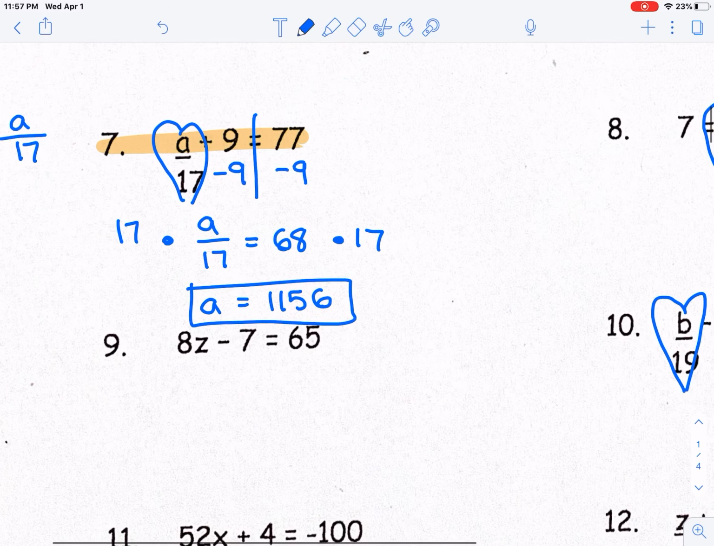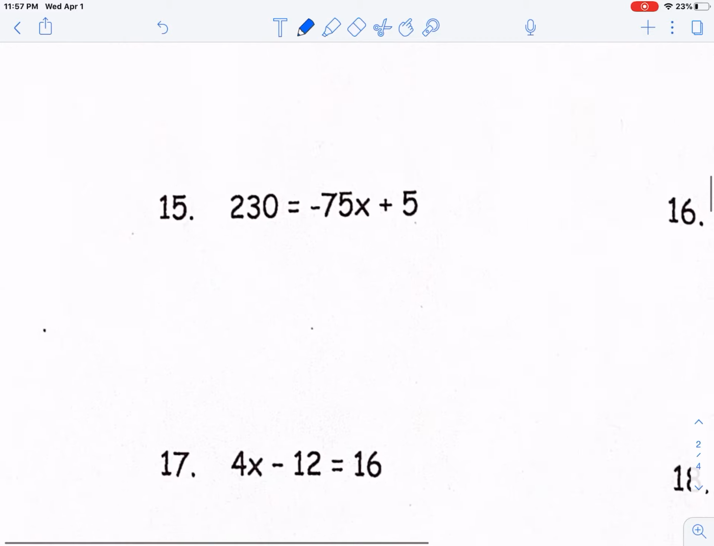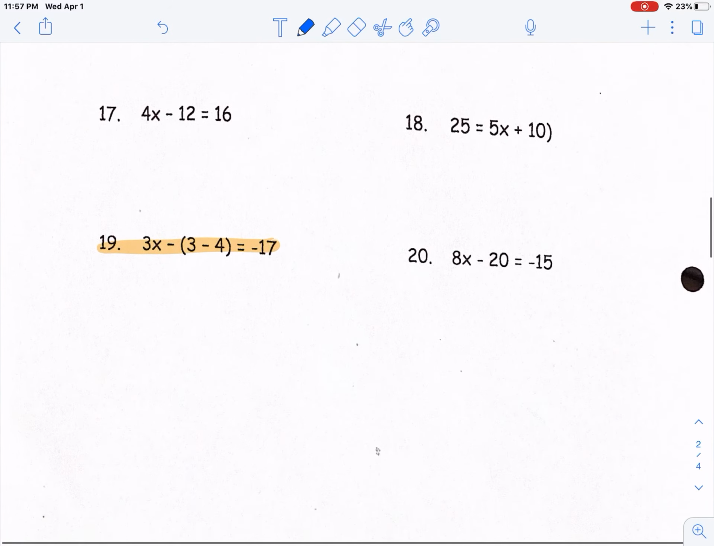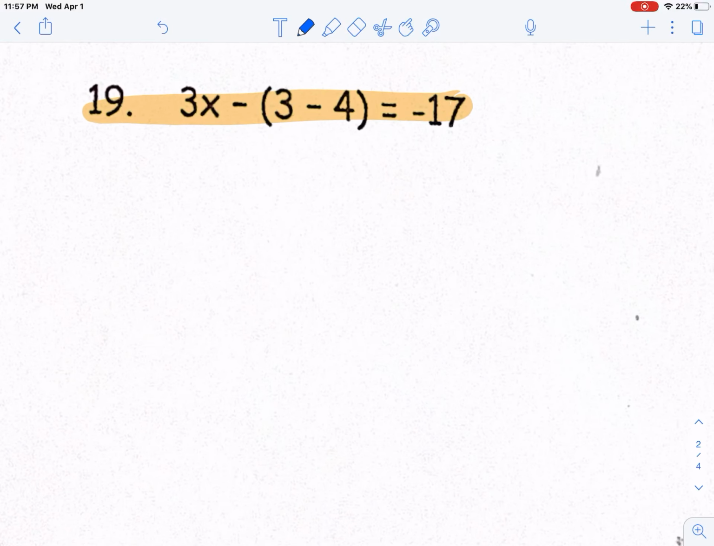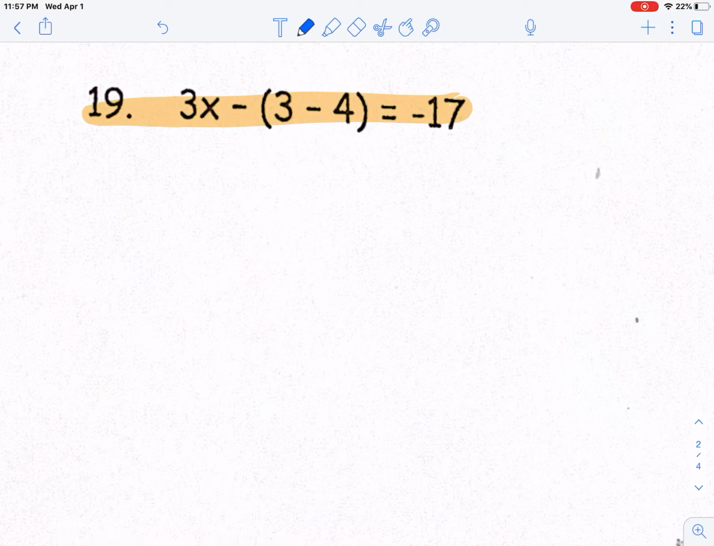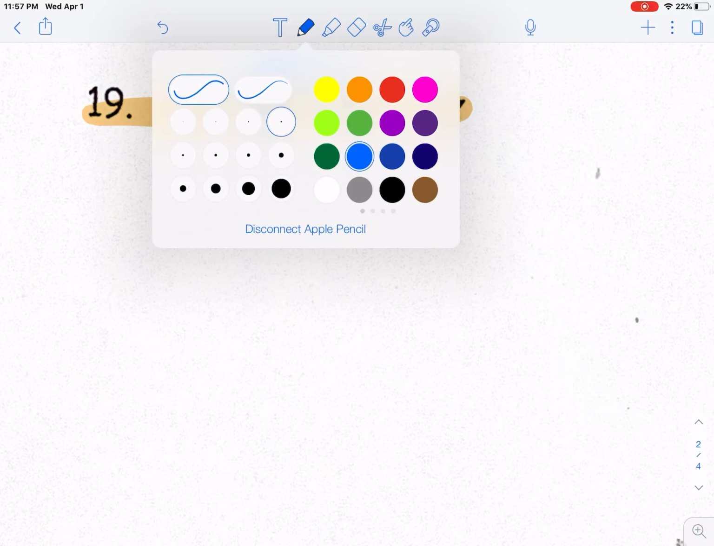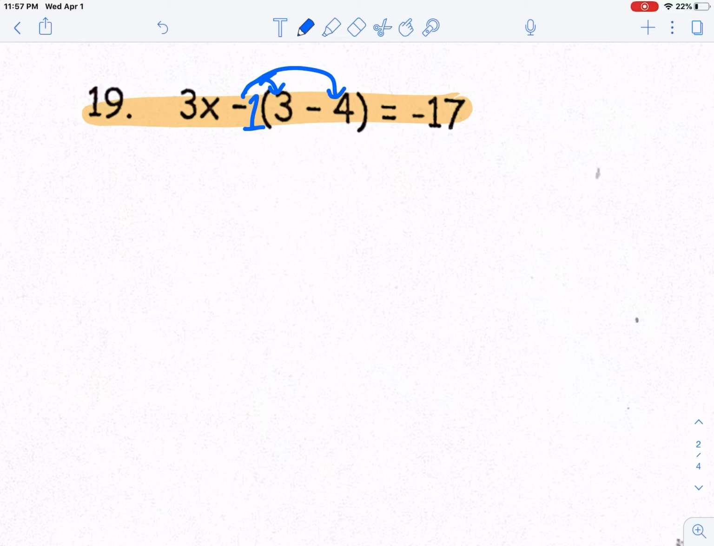Okay. All right. The last one we'll do together here is number 19. Now the reason I picked this one was because there's a couple of different ways we can approach this. First off, you can use your distributive property. Remember, this minus sign, that's the same thing as having a negative 1 out front. So negative 1 times 3 and negative 1 times negative 4, okay? You can do that. What I would personally do, though, is just do your order of operations, your PEMDAS. Do your parentheses first. So 3x minus, and what is 3 minus 4? That's equal to negative 1.